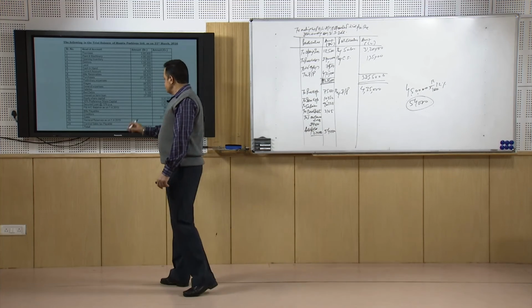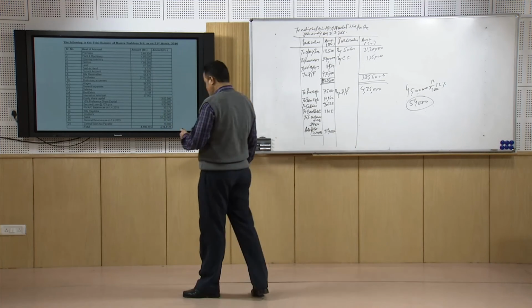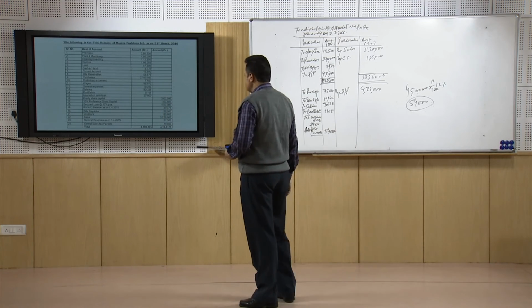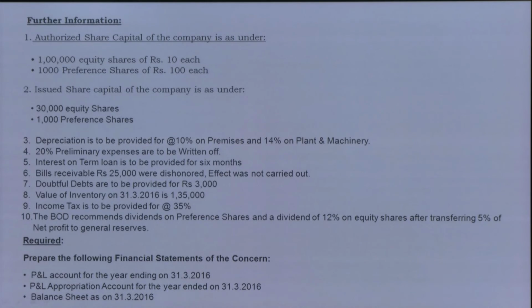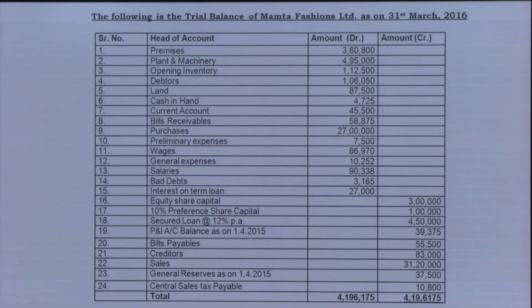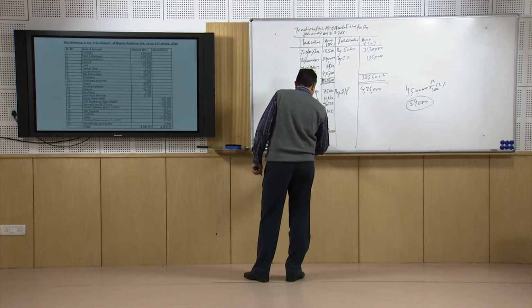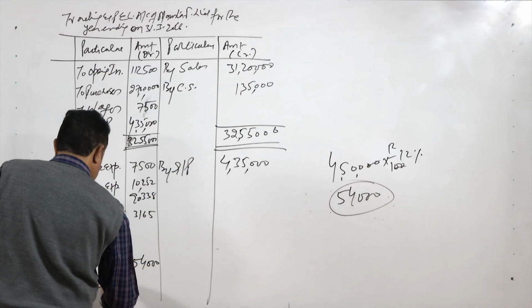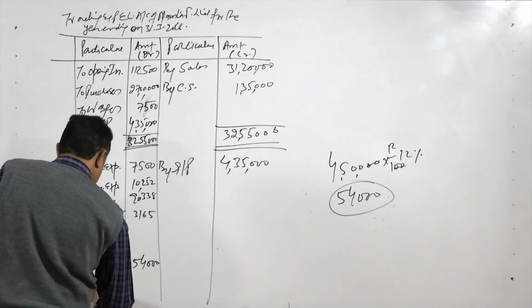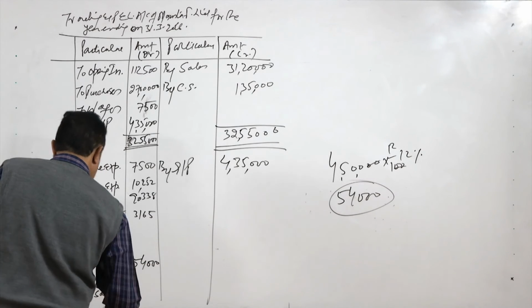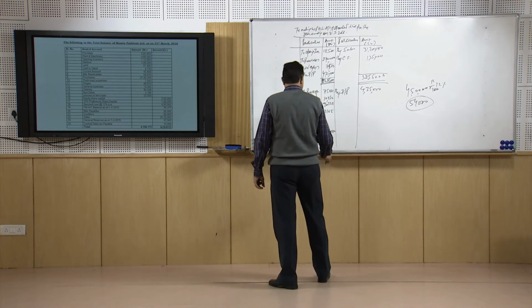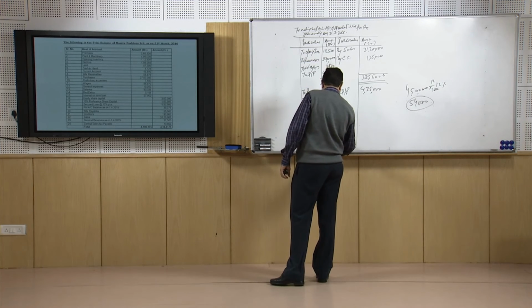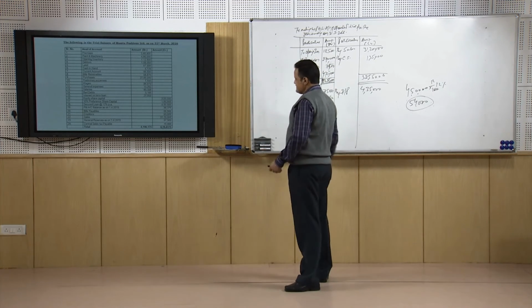Then we have the central sales tax payable. We will have to take that tax also, which is central sales tax payable, and the income tax part is different. So we will be taking to central sales tax. Central sales tax is 10,800.